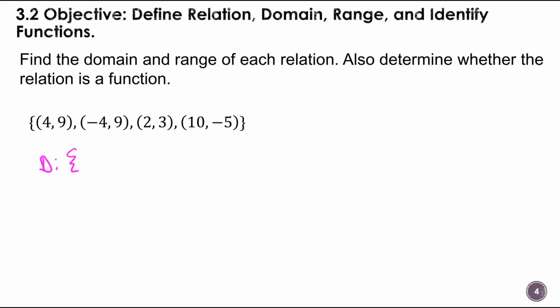Now you can just list them in the order that they're given, or you can put them in numerical order. But remember, the domain is the x values in each of our ordered pairs. And then the range would be the y values, right, or the y coordinates. Notice we have a 9, a 3, and a -5. We're only going to write the 9 one time.